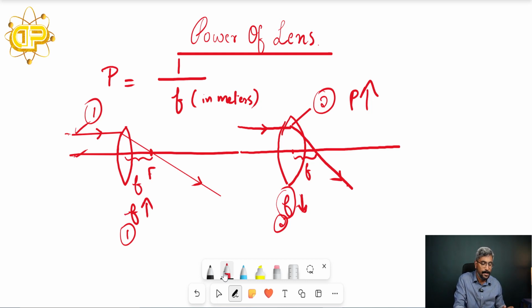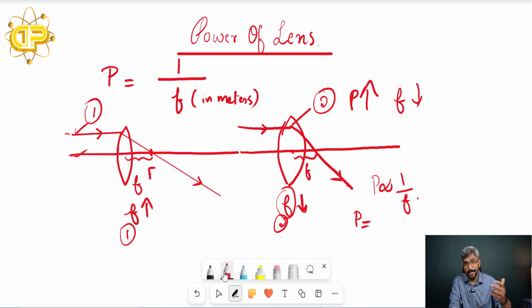So as the power increases, the focal length decreases. That means they are inversely proportional. So we can say P is proportional to 1 by F. If I want to change the proportionality, I need to multiply by some constant. I am taking that constant value as 1, so we can say P is 1 by F, because experimentally, when I calculate, I get exactly the reciprocal of the focal length. So obviously the constant has a value of 1.